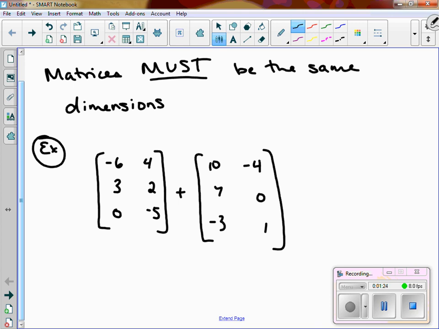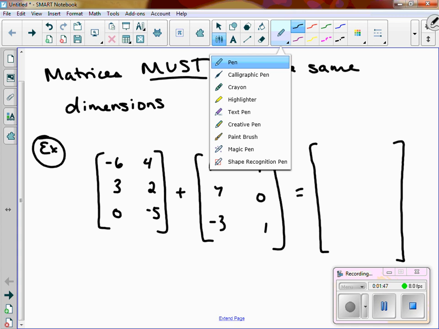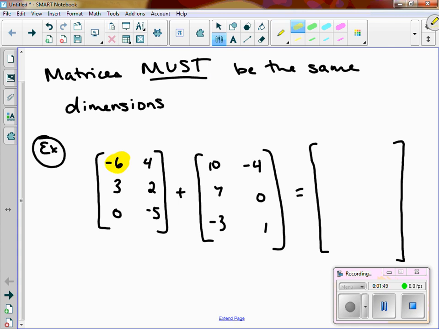You can see without me writing down that this first one's a 3 by 2, that they are in fact the same dimensions. Your final product, or I shouldn't say product, your final sum is going to be the same dimensions. You started with the same dimensions, you're going to end with the same dimensions. So what you do is you just take your element that's in the top left corner and add the element in the top left corner of the second one. Like I said, pretty self-explanatory.